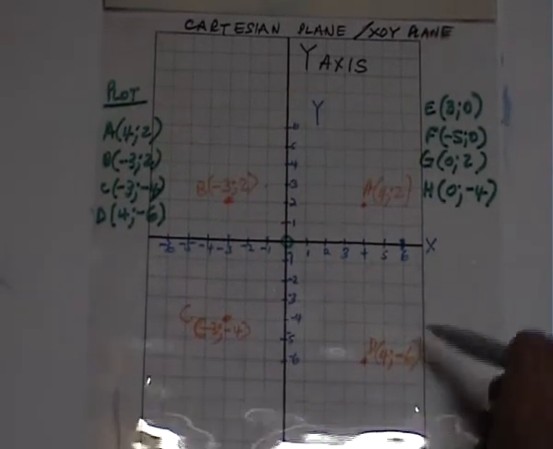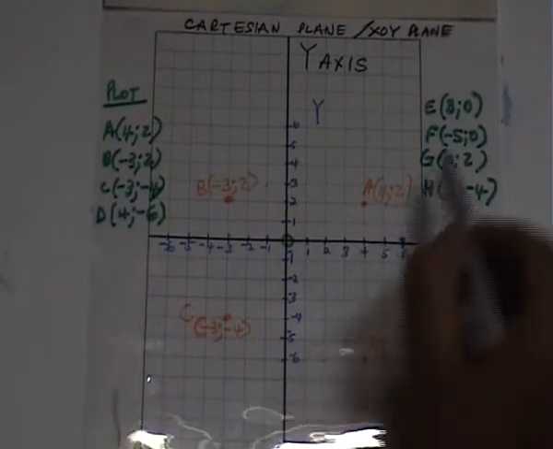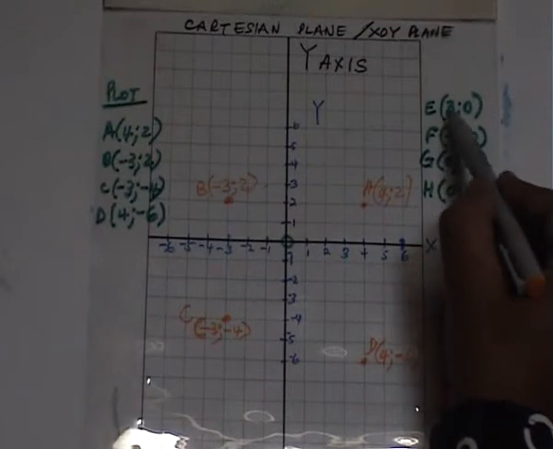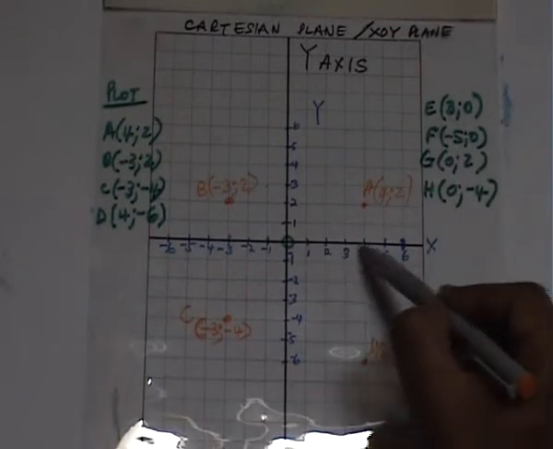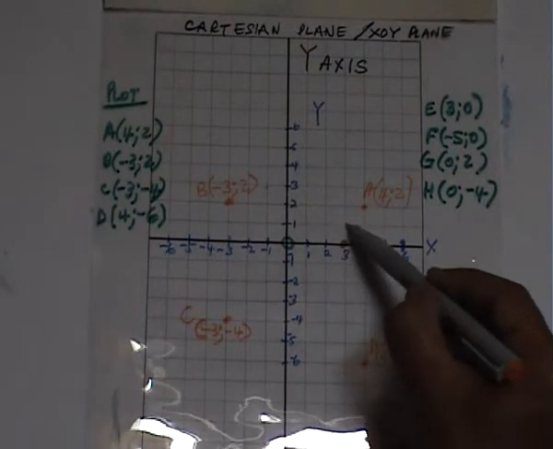Alright, let's look for E. E is 3, 0. So by now you know that this lies on the x-axis. See, E is 3, 0. So there's the 3. Don't move up, don't move down, so that's E.